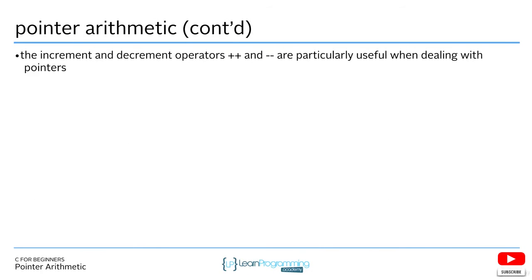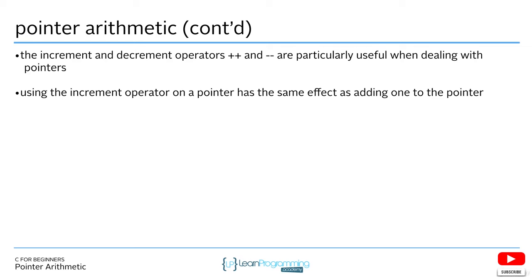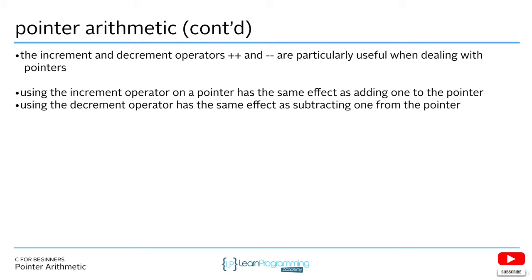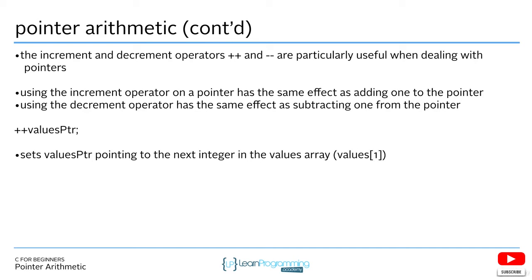The increment and decrement operators, plus plus and minus minus, are particularly useful when dealing with pointers because you will usually want to go from one element to the next. It's not as common to add 20 or subtract 20, because you're usually going in sequence. Using the increment operator on a pointer has the same effect as adding 1 to the pointer. Using the decrement operator has the same effect as subtracting 1 from the pointer. So saying plus plus values pointer sets values pointer to point to the next integer in the values array.